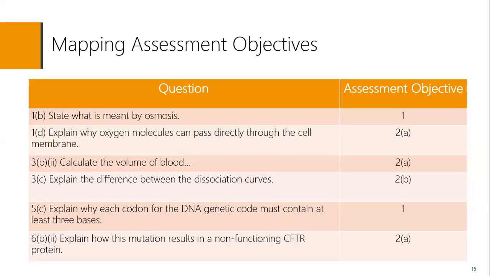3C is explain the difference between the dissociation curves. Candidates will have been given the dissociation curve. They're asked to explain something about them. So this is considered analysis and evaluation of scientific information. So therefore it is AO2B.